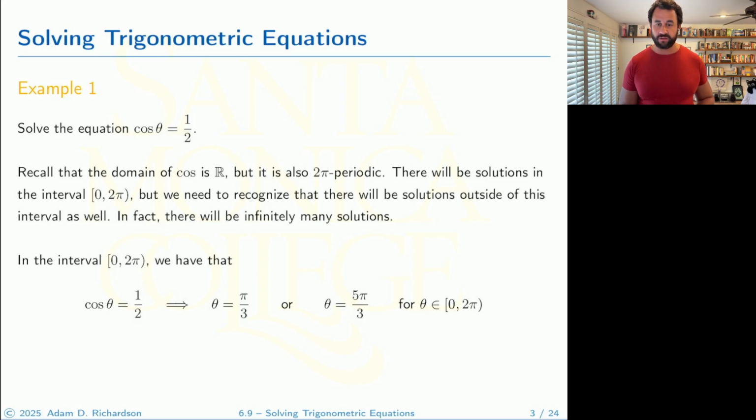So, first of all, in the interval 0 to 2 pi, if cosine of theta is 1/2, then the angles that will satisfy that are pi over 3 and 5 pi over 3. And again, you can imagine the unit circle. We're going to do that a lot. Imagine the unit circle. Cosine is 1/2, so we're looking at a cosine value of 1/2. There's this angle right here, which is going to be pi over 3. And then there's this angle down here, which is 5 pi over 3. So those are the two angles in the interval 0 to 2 pi that have a cosine value of 1/2.